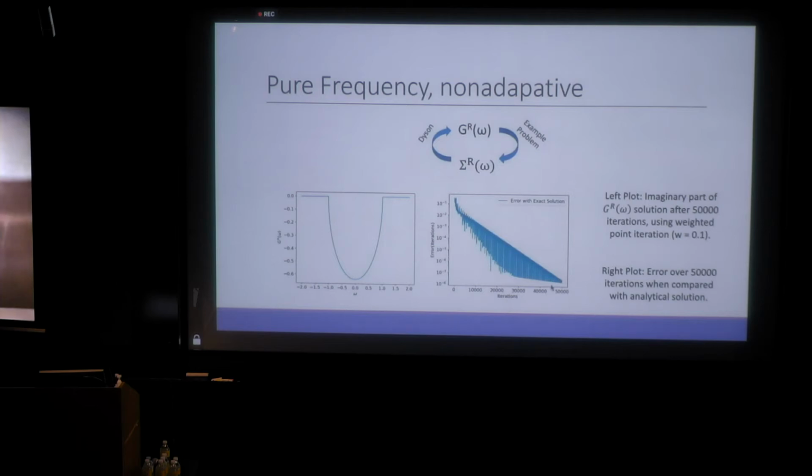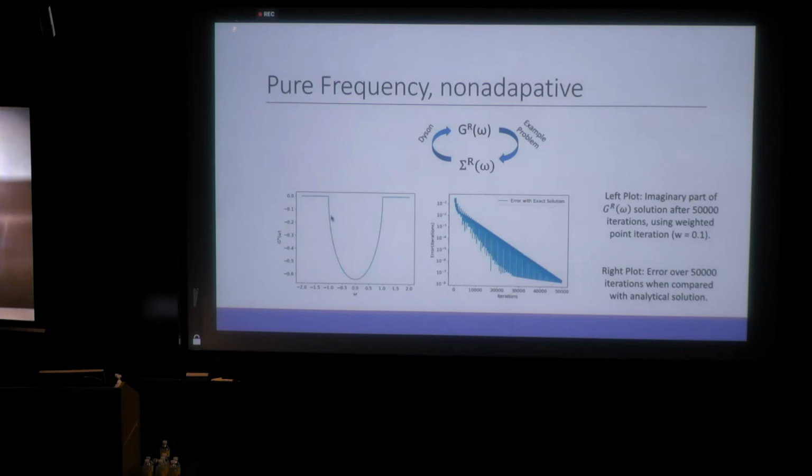And then we have the pure frequency method, particularly non-adaptive. In the pure frequency method, we don't necessarily have to worry about switching between time and frequency. We just have to stay in frequency, which simplifies the steps. And so here we have 2 steps where we just have to worry about our example problem for the self-energy and then solving the Dyson equation.